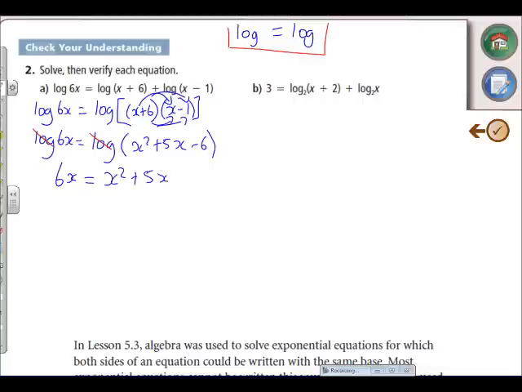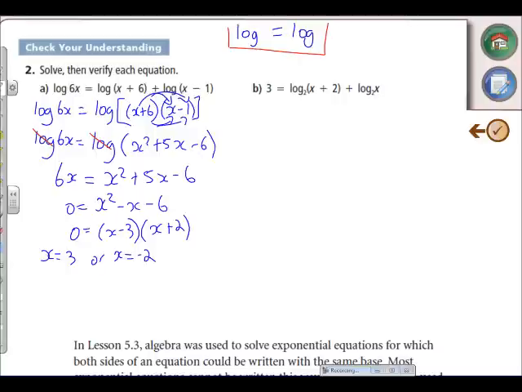6x equals x squared plus 5x minus 6. Whenever you get a quadratic in this course, and you're going to get it lots of places, equate to 0 and factor. So let's do that. 0 equals x squared minus x minus 6. And then we factor that up. So 0 equals x minus 3, x plus 2. So that means x is equal to 3 or x is equal to negative 2.